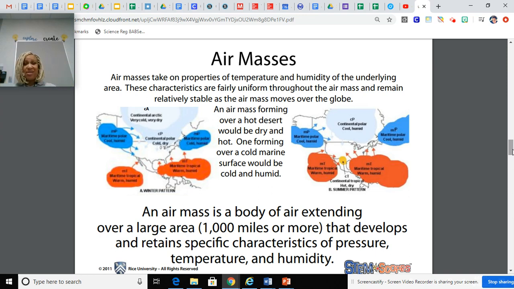Now, out here in Texas, we're not in a desert. So when we have those hot days in Texas, you're sweating, right? There's a lot of humidity, right? One forming over a cold marine surface would be cold and humid. Remember, marine is water. If you ever go to Galveston Beach, sometimes when the wind is blowing, you feel a little more cool air, right? It's cooler. So it's a big difference there.